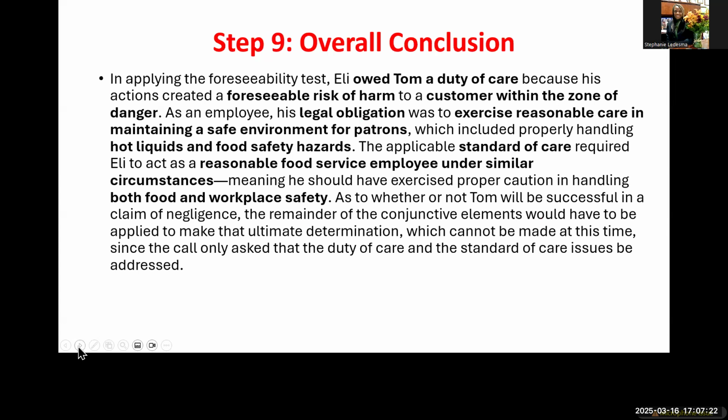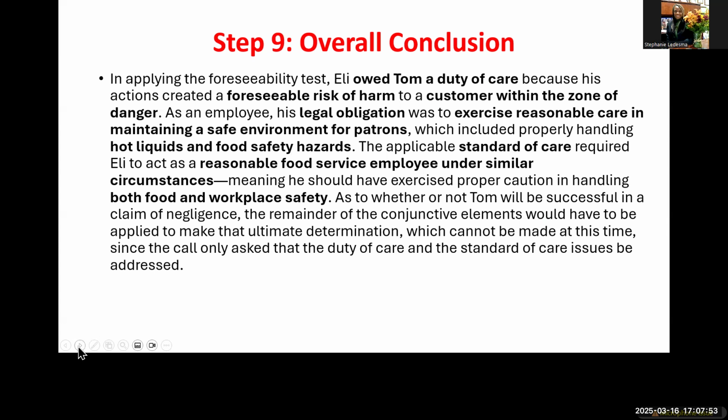As an employee, his legal obligation was to exercise reasonable care in maintaining a safe environment for patrons, which included properly handling hot liquids and food safety hazards. The applicable standard of care required Eli to act as a reasonable food service employee under similar circumstances. That's my second issue, meaning he should have exercised proper caution in handling both food and workplace safety.